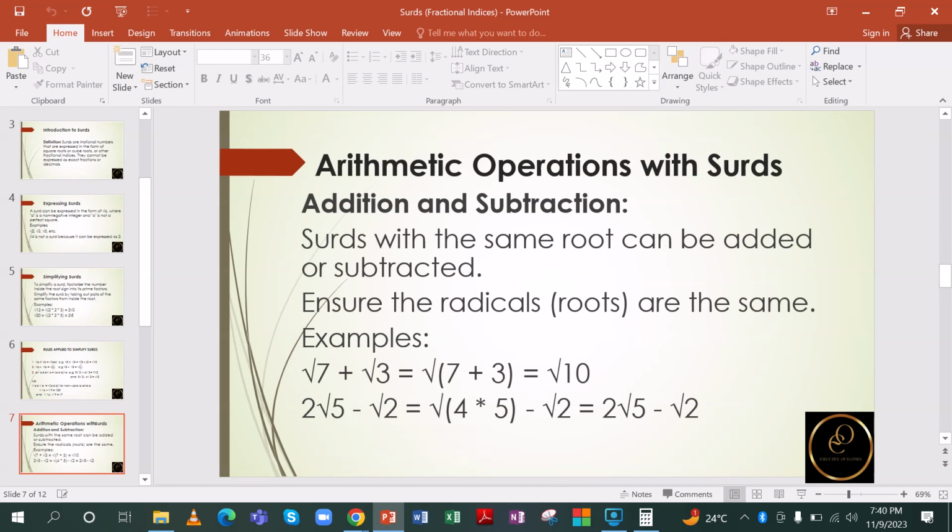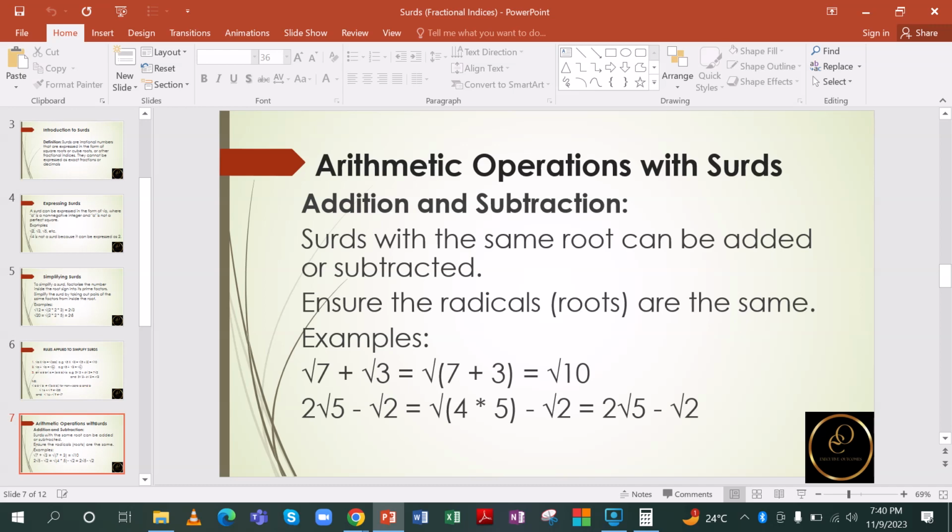The other one is the arithmetic operation with surds, as I've already started looking at. Addition and subtraction. Just to emphasize, surds with the same root can be added or subtracted. All you need to do is to ensure that the radicals, which are the roots, are the same. For instance, square root of 7 plus square root of 3 can be added. So you can have square root of 7 plus 3, which is square root of 10.